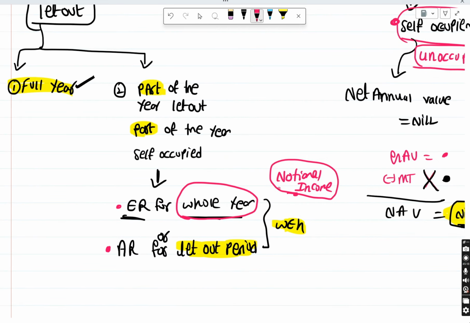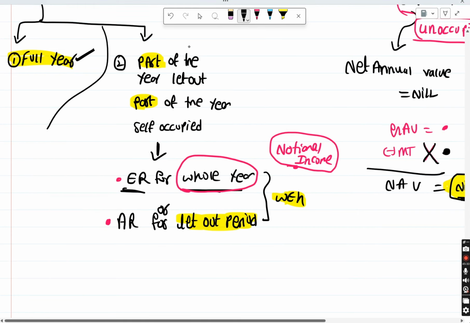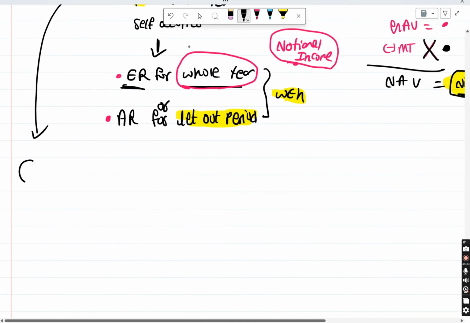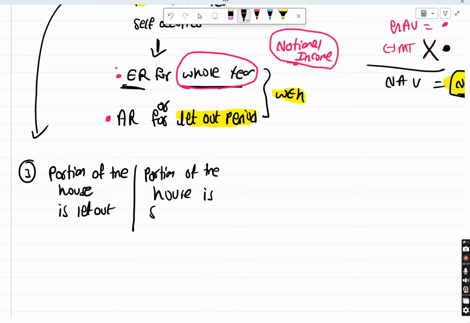Yes, sir. Again, there are still so many scenarios. This is scenario one, scenario two. Then what is another scenario? Scenario 3. So this is an easy one only. What if, let's just say there is a full house, right? A portion of the house is let out, and another portion of the house is self occupied.